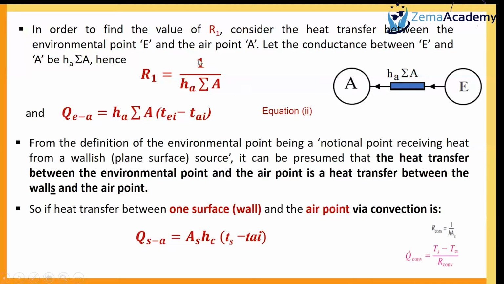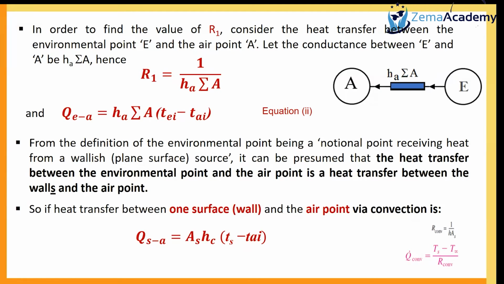Now, if some of you may have a query about how this 1 over HA times summation A happened, let me go back to the basic definition of convective heat transfer, which you can see over here. The basic equation was Q convective equals delta T over R convective. So this R1 is actually R convective. You can see over here, R convective was 1 over H times AS. AS was that one surface area, the area of the surface through which heat transfer was taking place.